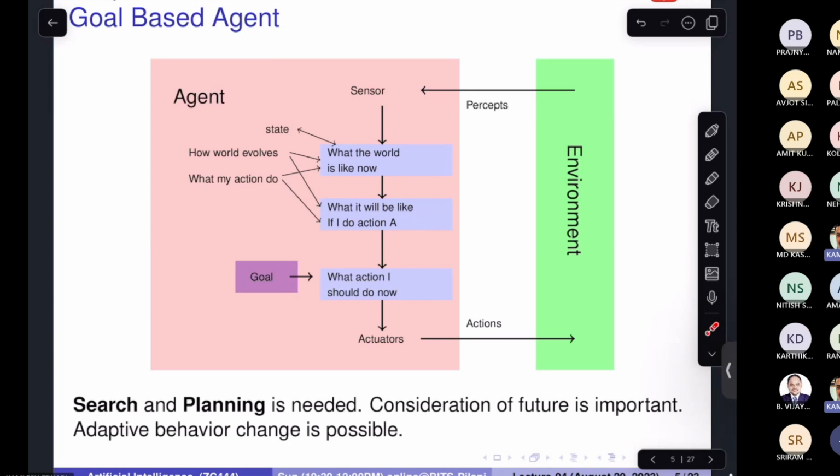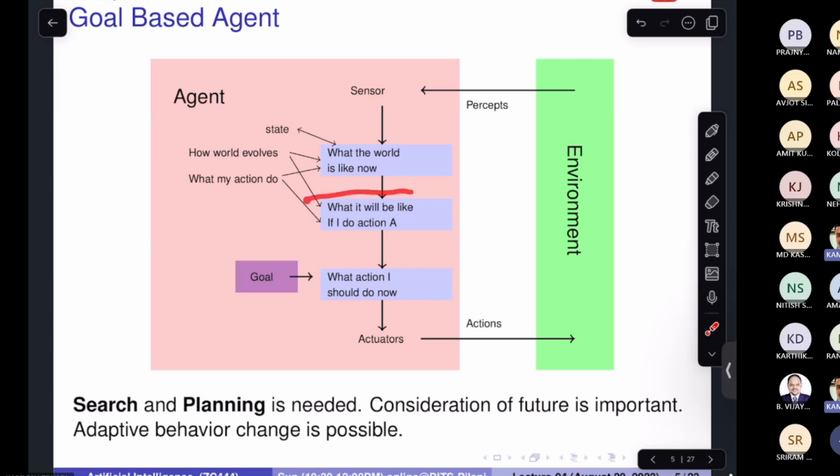So again, the same kind of setting. We have an environment, the percept is coming, and I'm going to use the actuator to do the actions. Here I have a state: how the world evolves, the understanding of that thing, and what my action does. Same thing, nothing more than this.